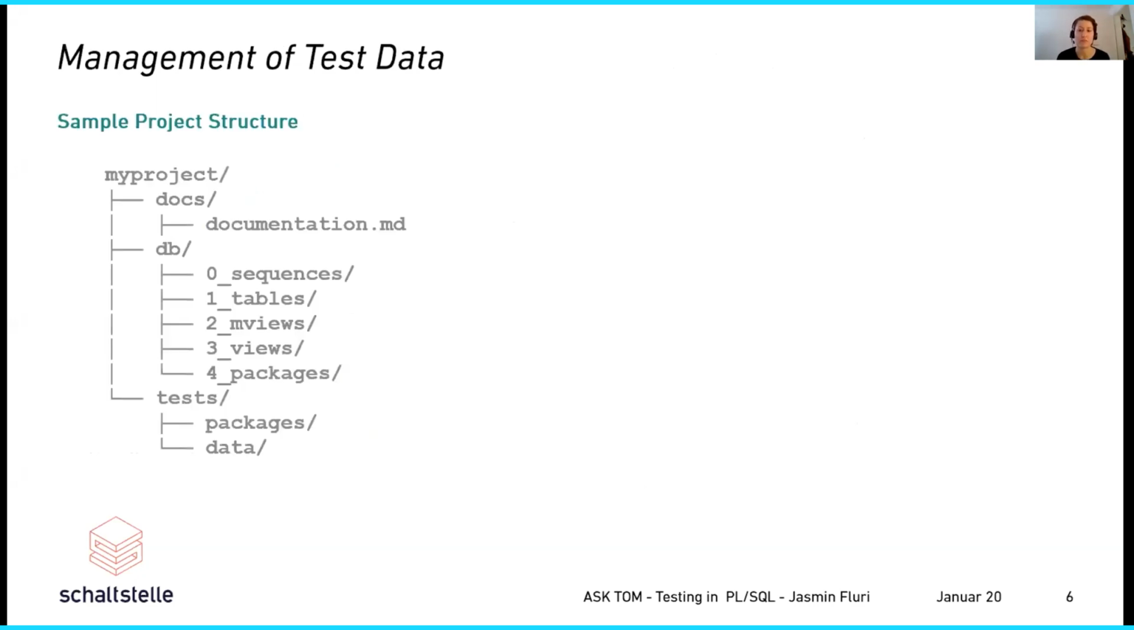This leads us to the management of test data. When I said that all the tests need to be in version control, my project structure should look something like this. I have my project here and some documentation of the project. And then I differentiate between database objects that contain all the production objects and functionalities of the application, and the tests, which contain test packages and the test data. So we have production code and we have test code and test data clearly separated.